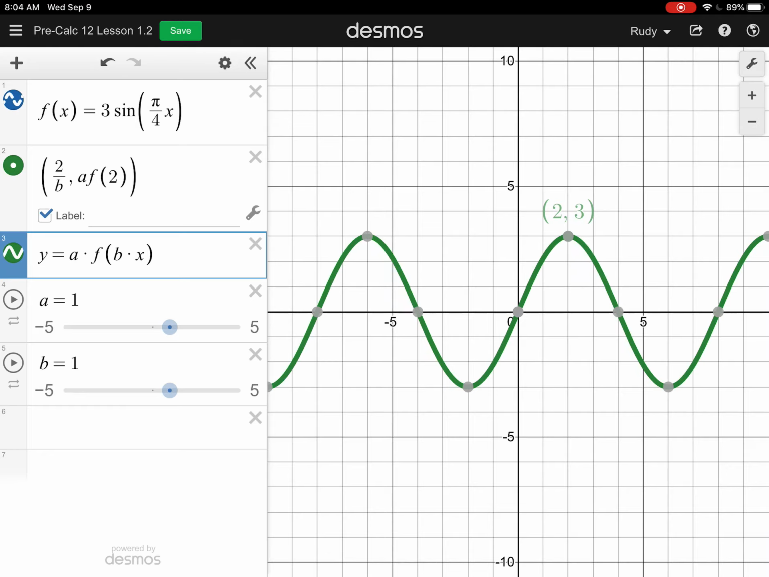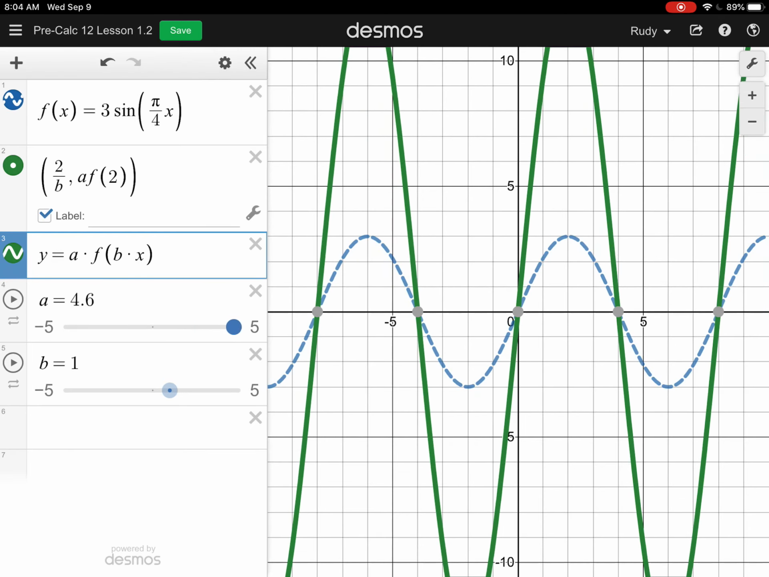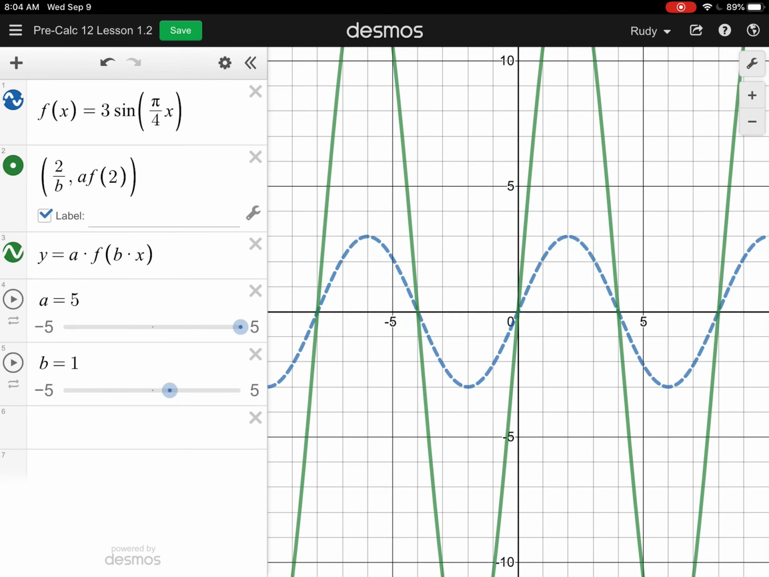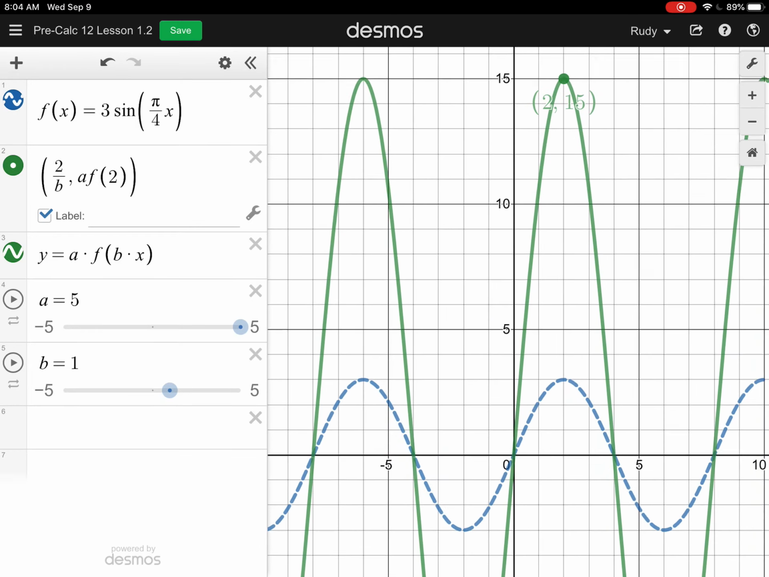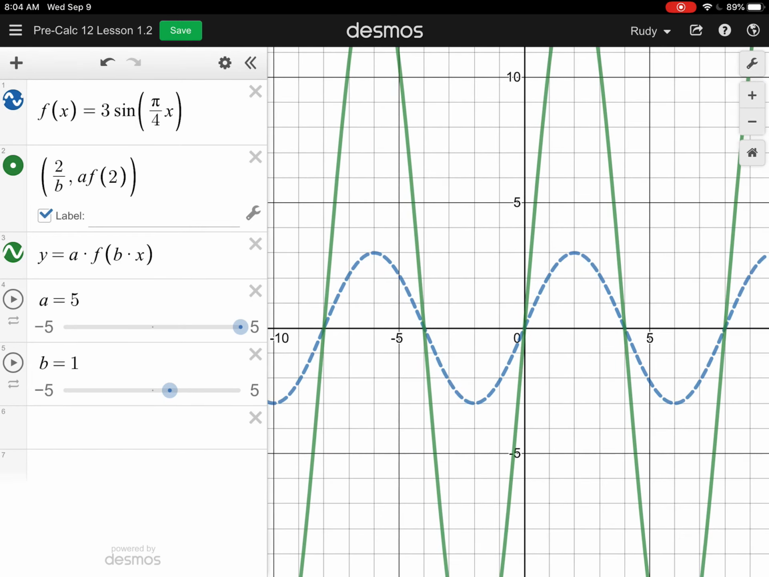And so if I start to make a larger, I'm multiplying by numbers larger than 1, and it gets stretched vertically. If I go all the way up to 5, for example, all the outputs, all the y coordinates on that blue wave are now being multiplied by 5. And so notice the highest point it gets to is 5 times higher than before, up at 15. Whereas notice all the x-intercepts are the same between these two functions, because the x-intercepts are where your outputs are 0. 0 times anything is 0.